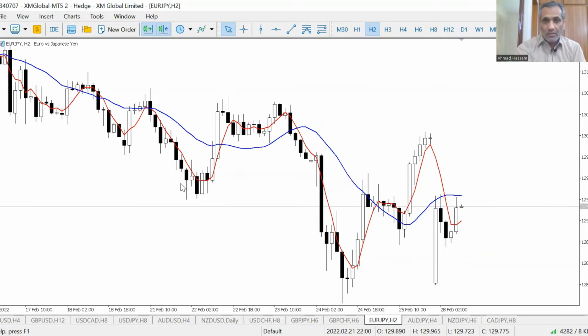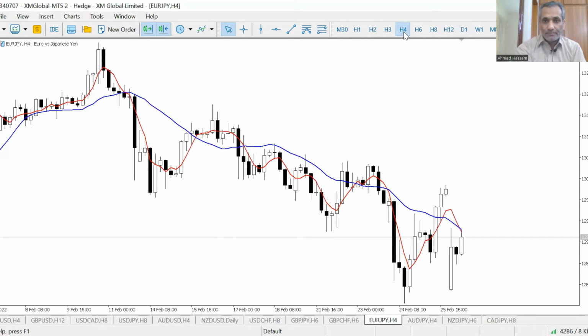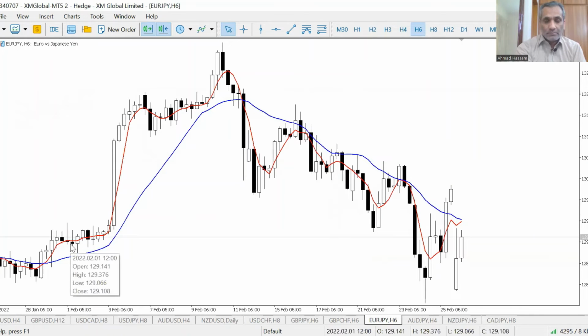In the same way, once I open a long trade, I want this fast SMA to be above this slow SMA. Fast SMA is 4 SMA and slow SMA is 18 SMA, and the price should close above this fast SMA. There is a huge move.